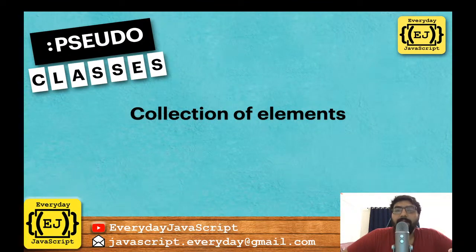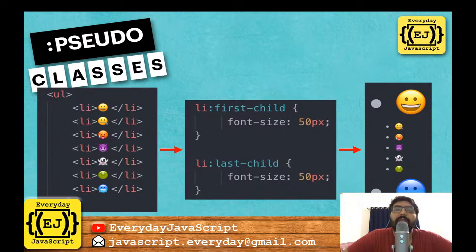Now pseudo classes can be applied to a collection of elements as well. Yes, you can apply it to a collection of elements and target any element particularly. Now let's say I have a list of items or a list of emojis, in this case, I can go ahead and target any element. So I've shown you over here, like I can target first child or I can target last child.